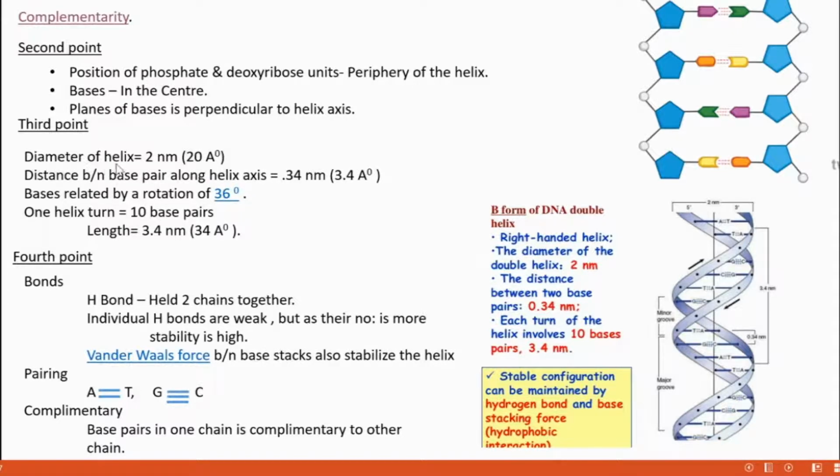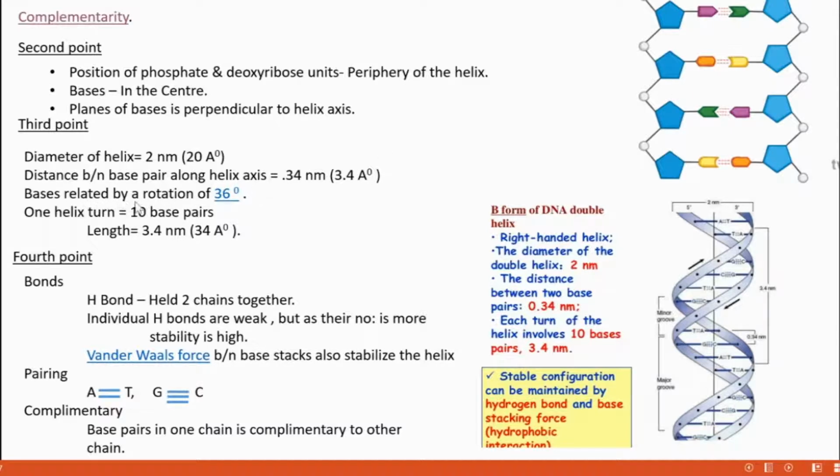So diameter of the B-DNA helix is 20 angstrom, and distance between base pair along the helix axis, that is this distance, is 3.4 angstrom. This distance is otherwise called RISE. Okay, so distance between the base pair is 3.4 angstrom. That distance is otherwise called RISE.